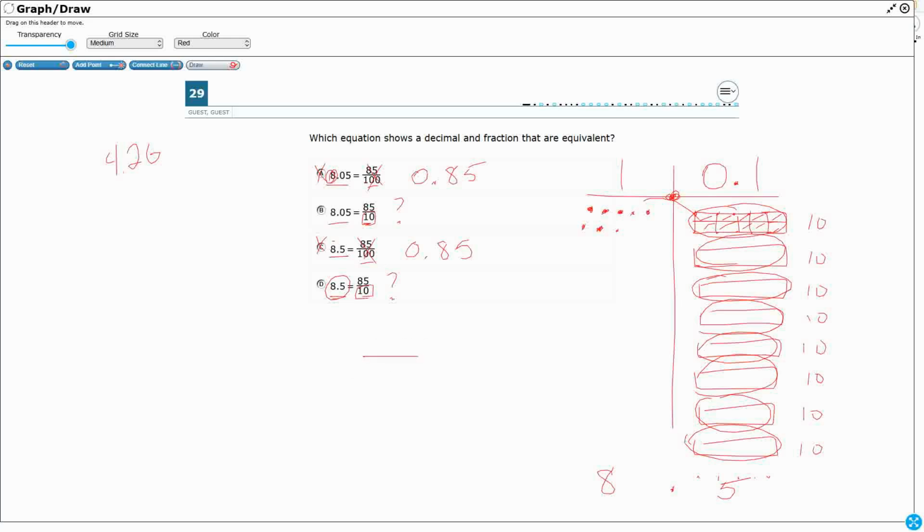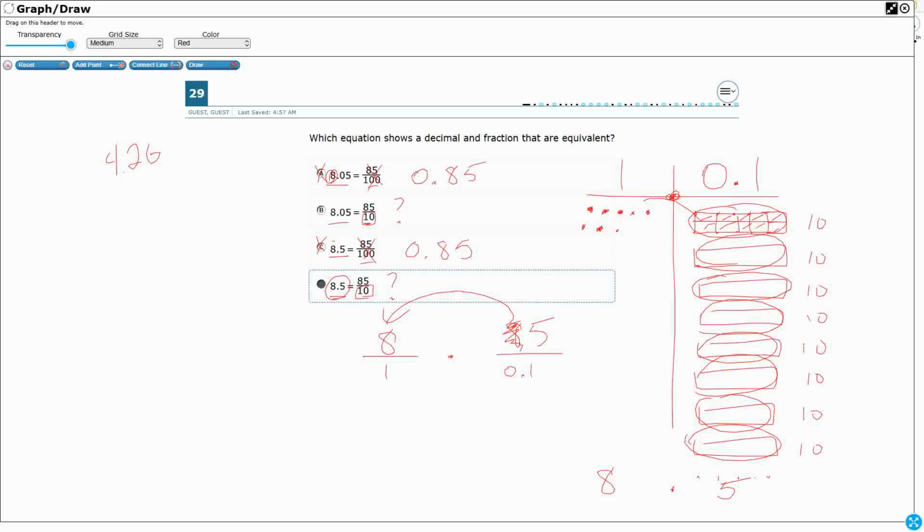Another way to look at it would just be to write it like this. Here's your tenths place, here's your ones place. 85 tenths looks like that. You can only write one digit in each place value, so you just bump this 8 over, and it becomes 8.5. Either way works. Our answer here is D.